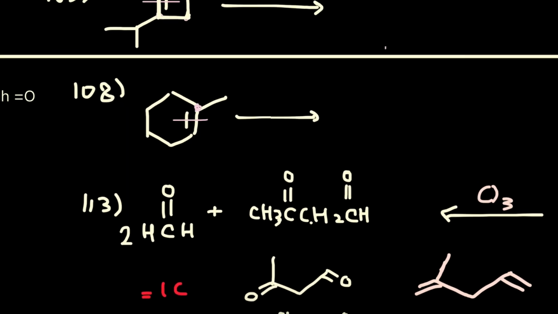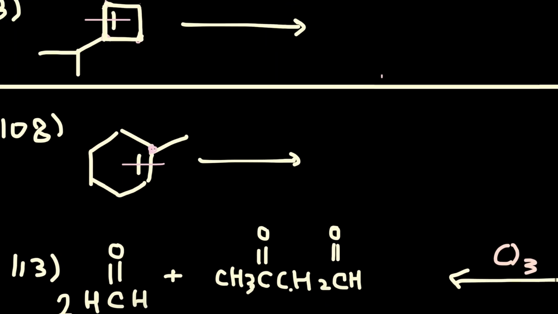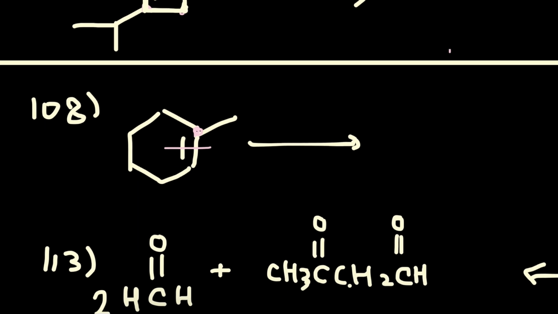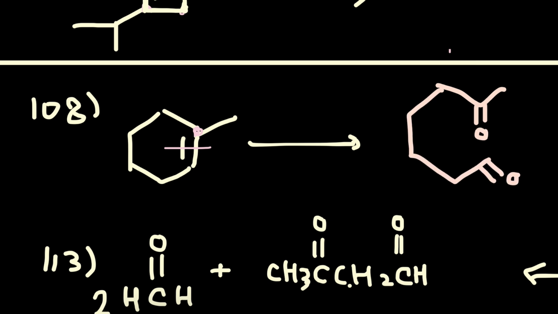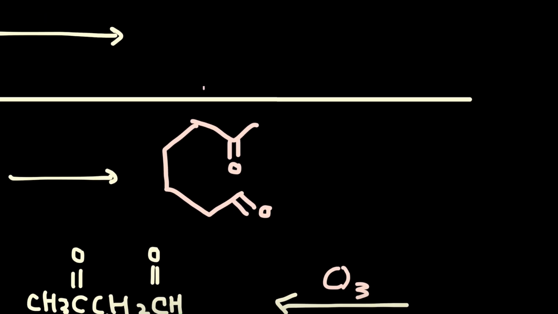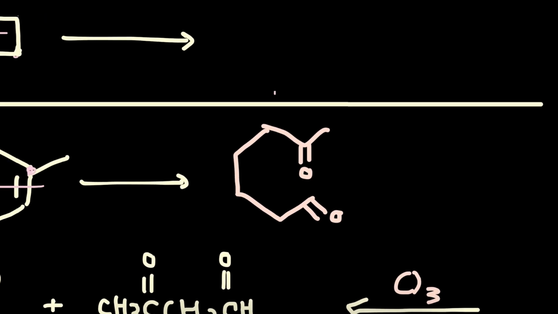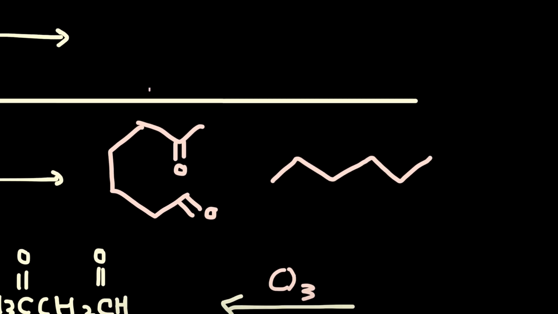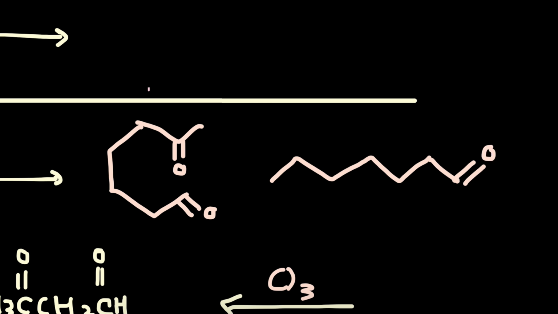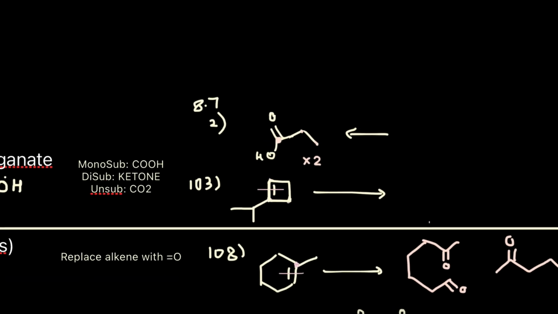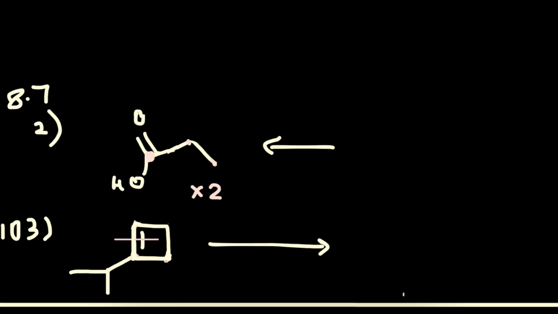So for question 108, we're putting this through ozonolysis again, and we are going to just break this ring apart, and wherever the alkene was, replace it with an O. So to draw it a little bit nicer, it will look something like 1, 2, 3, 4, 5, 6, 7. 1, 2, 3, 4, 5, 6, 7. There is a terminal O, and this side is an H. Boom.